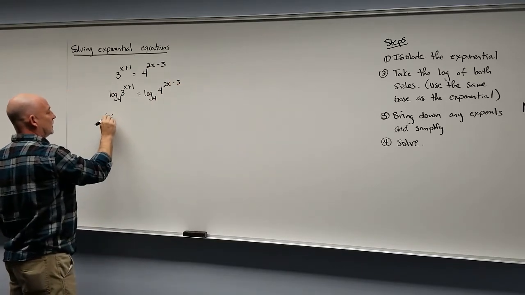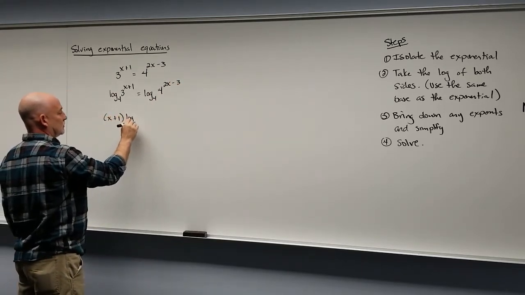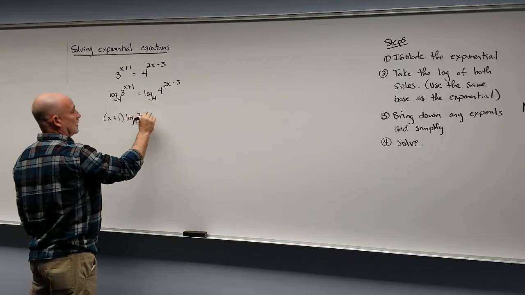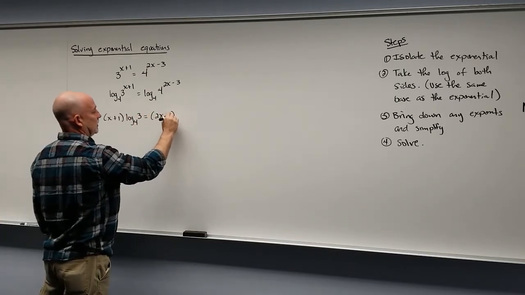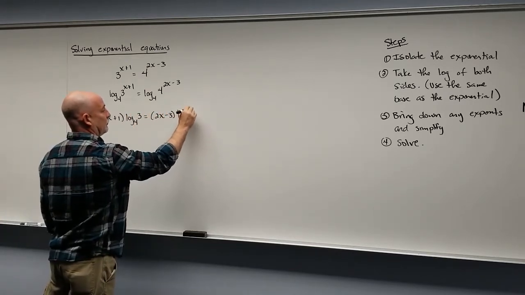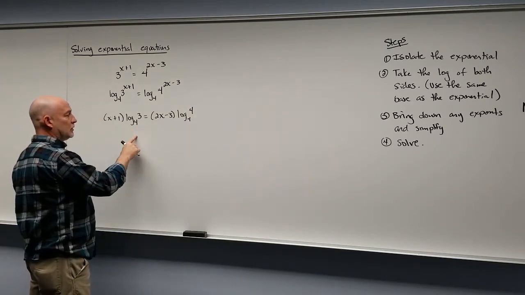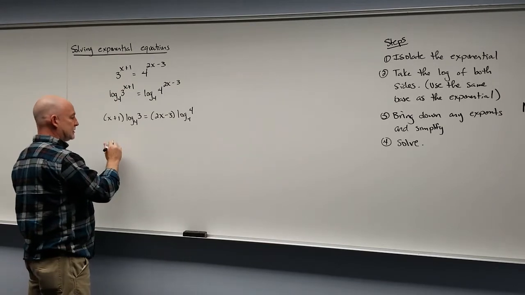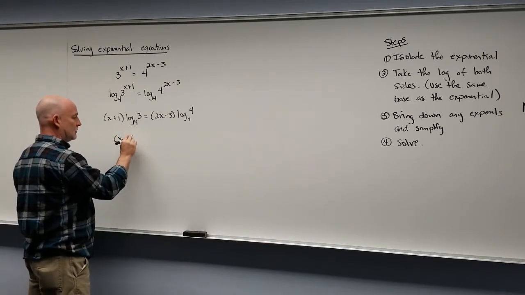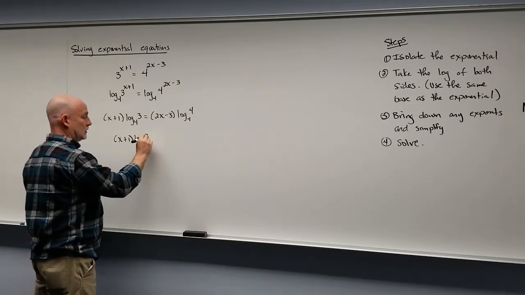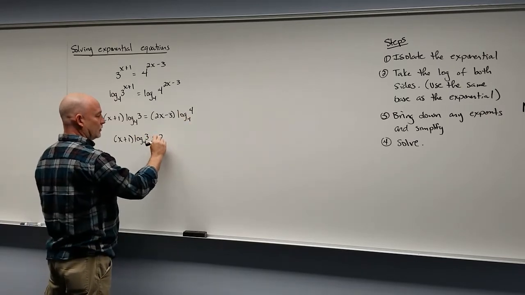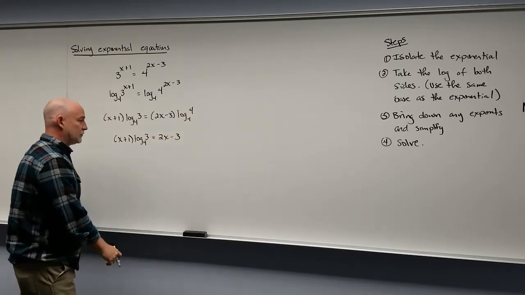This allows me to bring down the exponents. 2x minus 3 log base 4 of 4. And then try to simplify the logarithms. I'm not sure what log base 4 of 3 is, so that one has to stay. Over here, log base 4 of 4 is just 1, so that's 2x minus 3.